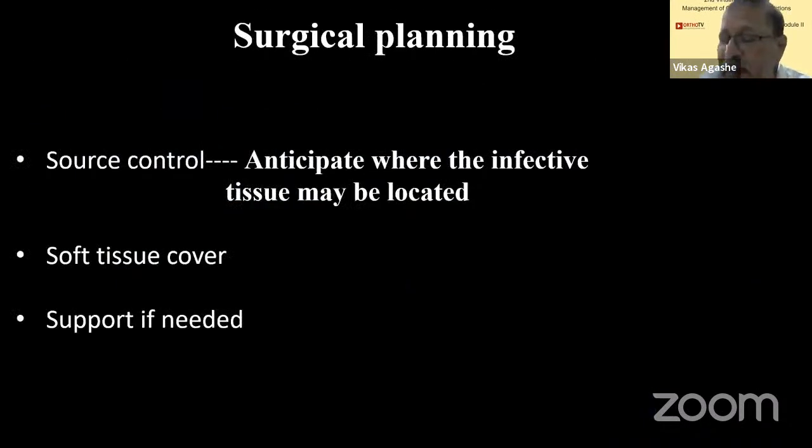So what is our surgical planning? Preoperative assessment of this case is very important. You need to address three important things. One is a good source control. So you need to anticipate from where the infective tissue is coming. Secondly, you need to plan for a soft tissue cover. And thirdly, you need to plan for dead space management as well as support. Next, please.